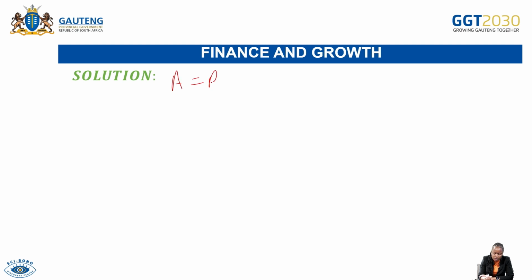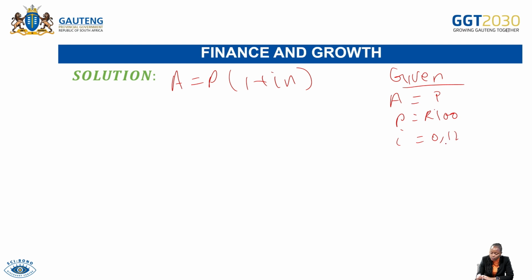So it's going to be A equals P into 1 plus I times N. So what are we given? We are given that our P, which is the principal amount, is 100 rands. Your I is given as 0.12. But remember, I said you need to divide the I by the compounding period. So in this case, since we are looking at letter B, which is quarterly, you're going to divide by 4. So your N is going to be the number of years, which is 5. Then you multiply it by 4, which is the quarterly compounding period.